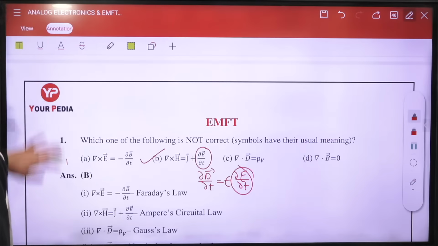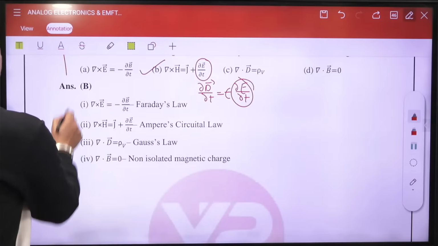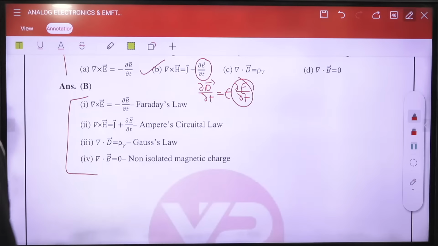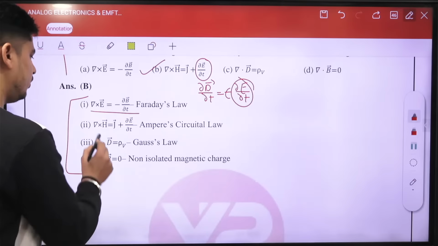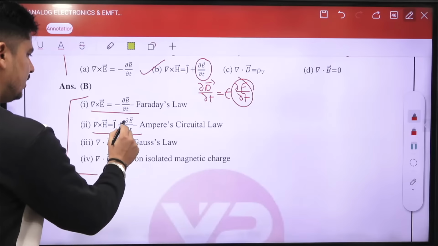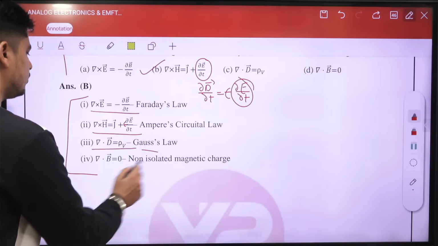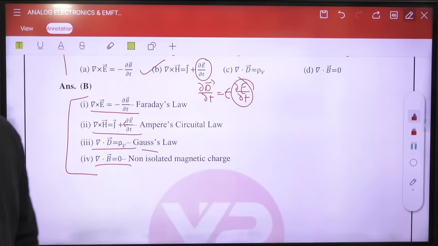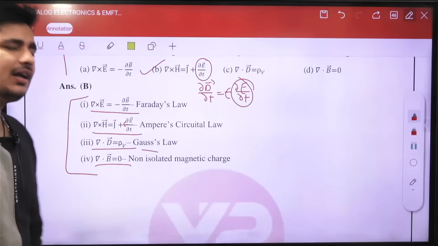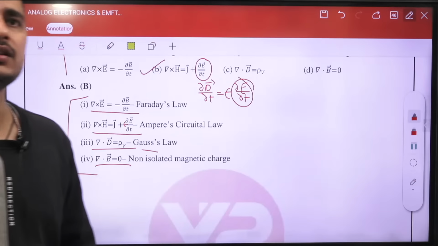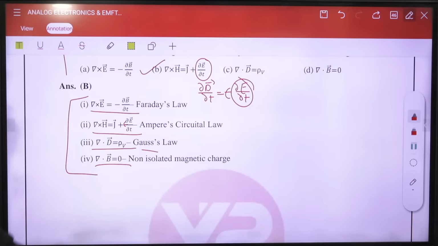So you can see I already gave you all four Maxwell equations. That is Faraday's law. This is Ampere's law. There epsilon is missing, right? Ampere circuit law. This will give you the Gauss law, and this tells you that no isolated magnetic charge is available there, right? Okay.